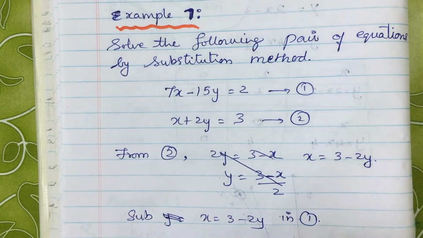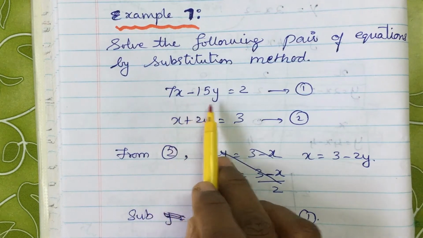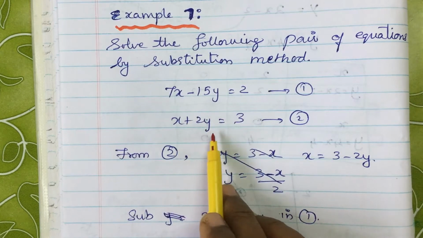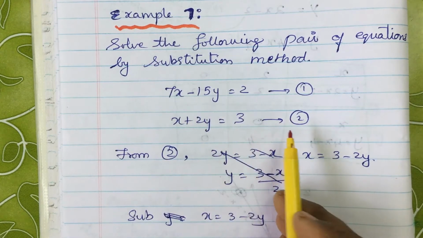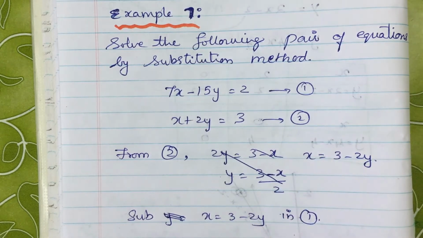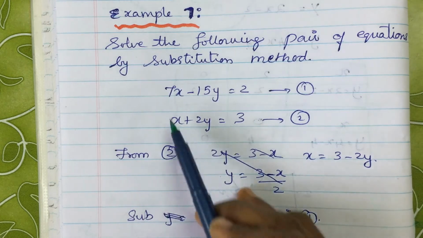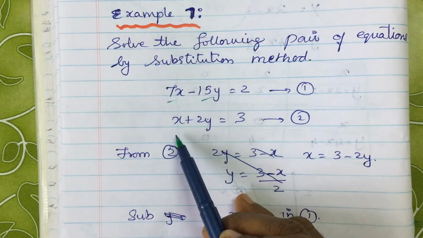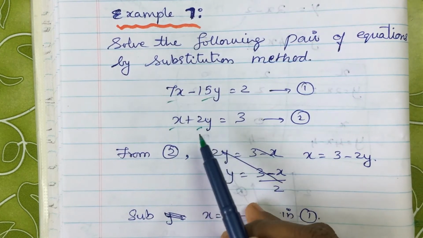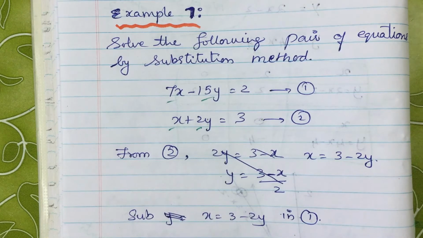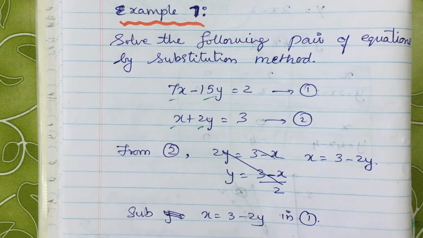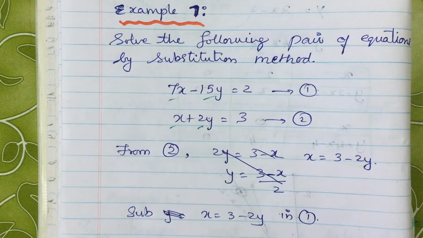Okay, so what are the given equations? 7x minus 15y equal to 2 and x plus 2y equal to 3. So these are the given equations. So before solving the problem, you have to inspect the coefficients of your x and y. Here it is 7 and 15, and here it is 1 and 2. So we have to select the variable in such a way that it will simplify our calculation process.